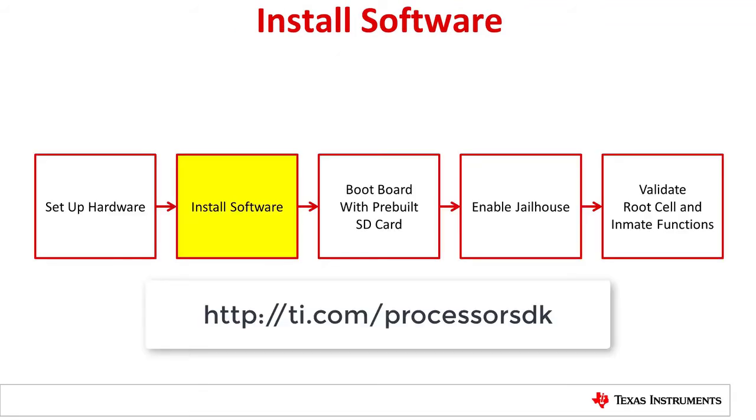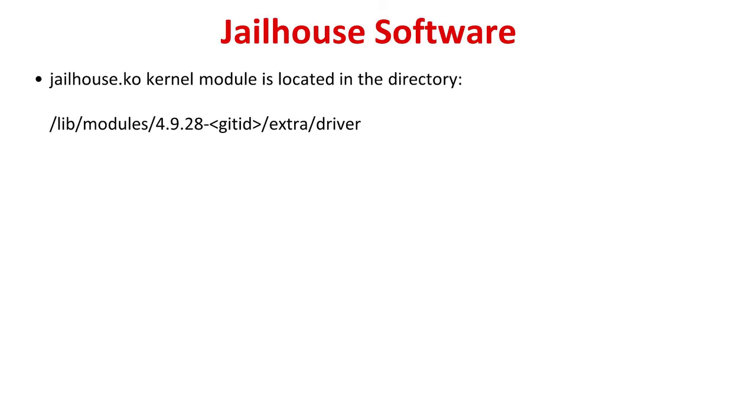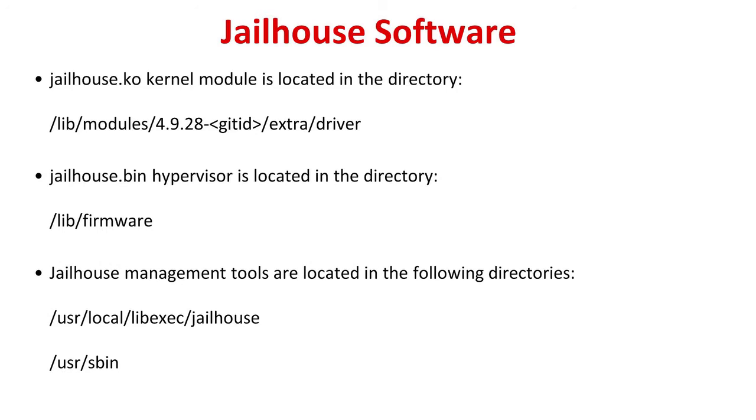All the required Jailhouse software is available within Processor SDK Linux starting with release 4.0 and can be run using the pre-built SD card image. For purposes of this demonstration, it is assumed that you have already installed and booted Processor SDK Linux on the AM5728 EVM. Jailhouse consists of three parts: kernel module, hypervisor firmware, and tools, which a user uses to enable the hypervisor, create a cell, load inmate binary, run, and stop it. Each of these Jailhouse software elements can be found in the directories shown.